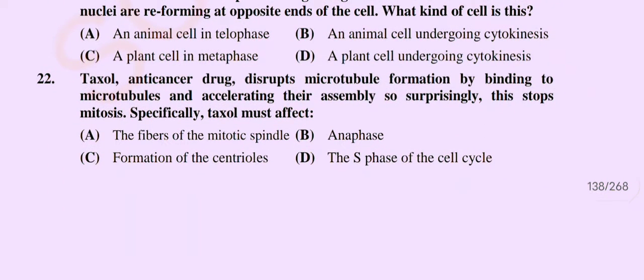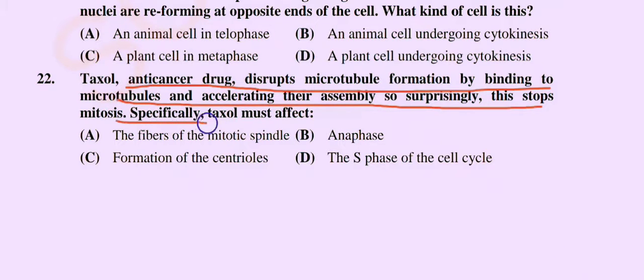Question number 22. Taxol, an anti-cancer drug, disrupts microtubule function by binding to microtubules and accelerating their assembly, so surprisingly this stops mitosis. Taxol must especially affect option A, the fibers of the mitotic spindle; option B, anaphase; option C, formation of the centrioles; option D, the S phase of the cell cycle. So the correct option is option B, anaphase.